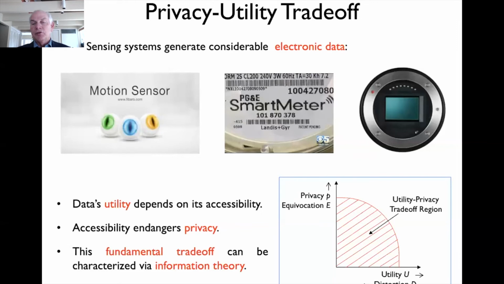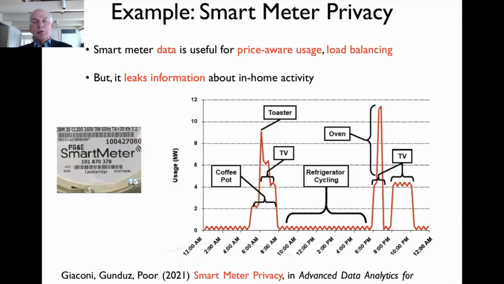And the outer boundary of that region is something like an efficient frontier. That is, this kind of region doesn't tell us where to operate. It just tells us how much privacy we have to give up for a given level of utility, or in contrast, how much utility we can get with a given privacy constraint. And that's just a point along that outer curve. So we can apply this kind of analysis to various specific situations.